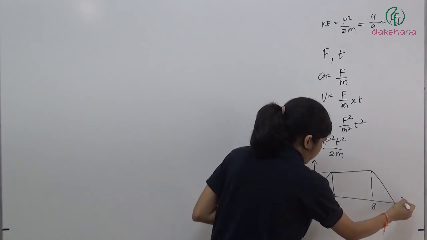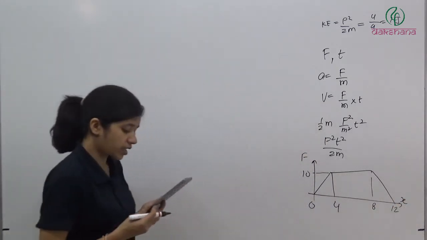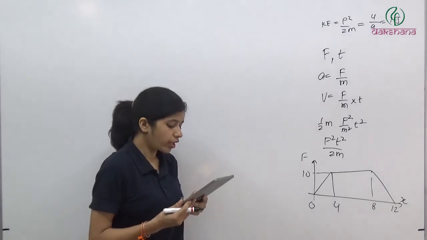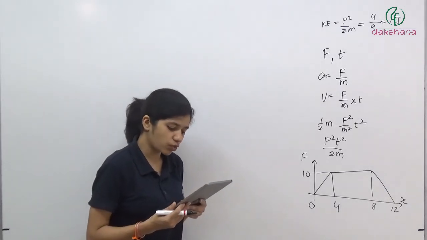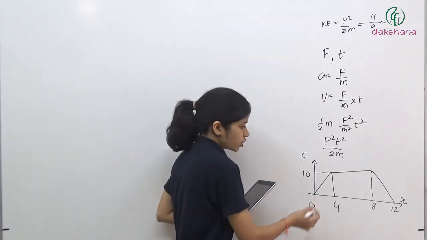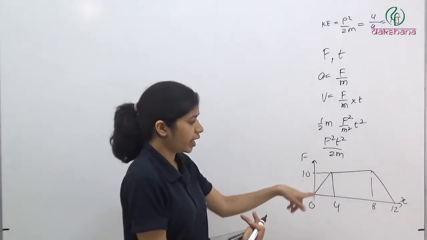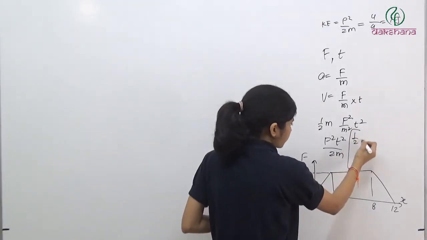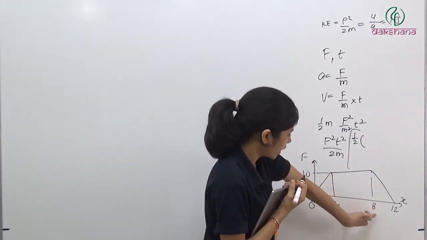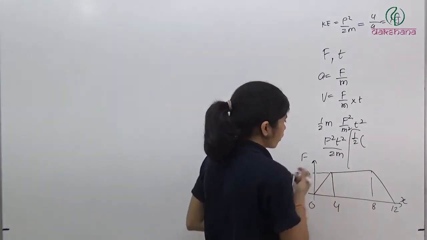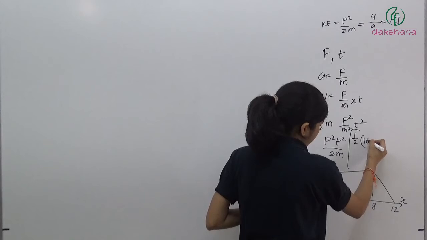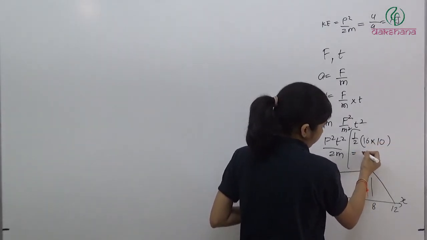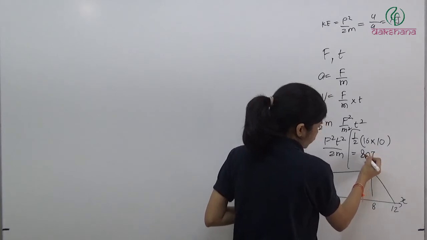Force and displacement. Now they are asking, if it starts its journey from rest at x is equal to 0, its velocity at x is equal to 12 is. So here the initial velocity is 0. Now total work done will be the area of this trapezium. So area will be half the sum of parallel sides. So this is 8 minus 4, it is 4, and this is 12. So 12 plus 4, 16, into height 10. So we have 80 joule. 80 joule is the work done.